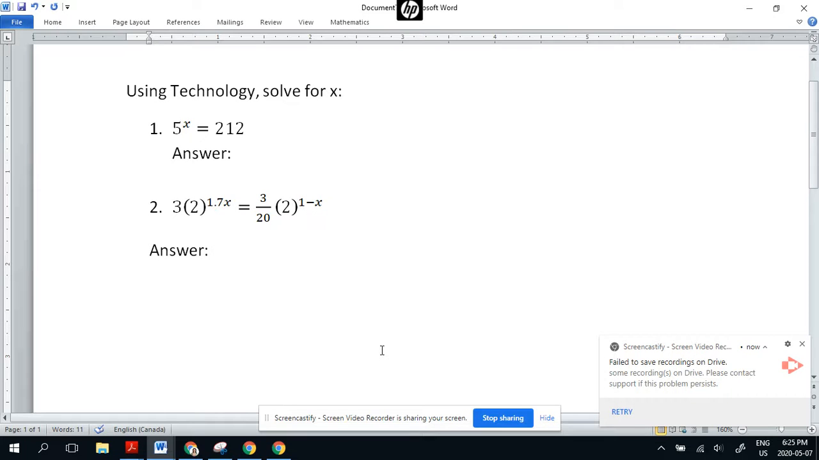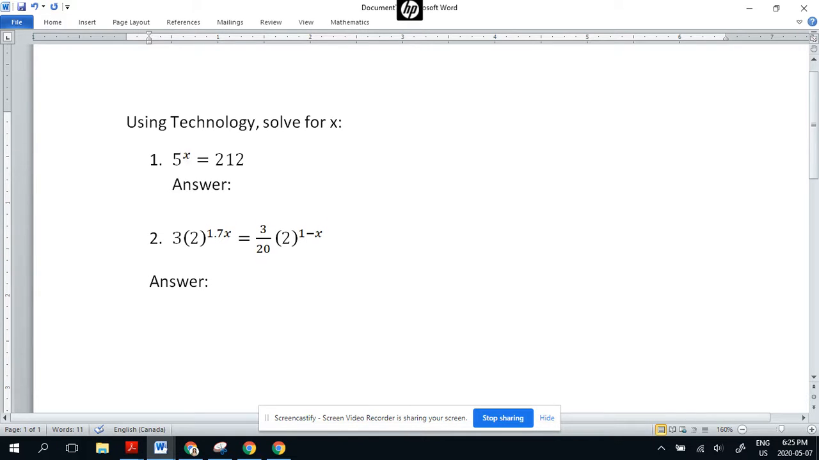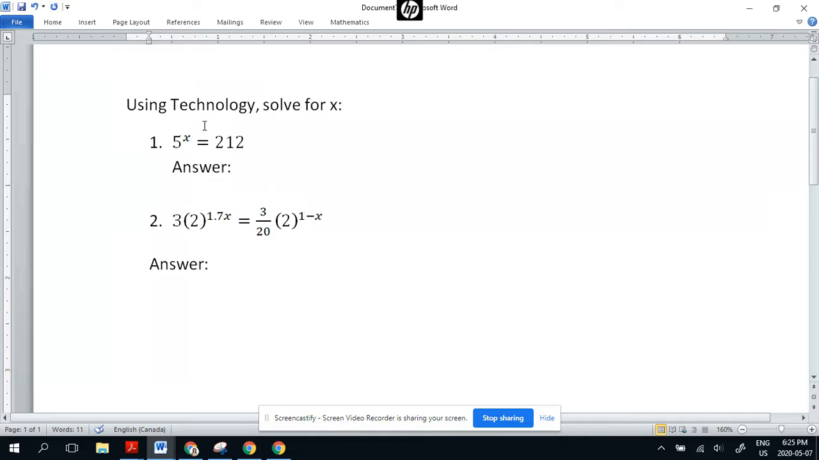We're going to use technology now to solve for these exponential functions. There are some functions like these two examples here that would be too difficult to solve by hand. We look at a function like 5 to the power of x is equal to 212. Well, we know that I cannot express 212 as a power with base 5 and a whole number. So we're going to need technology to help us here.